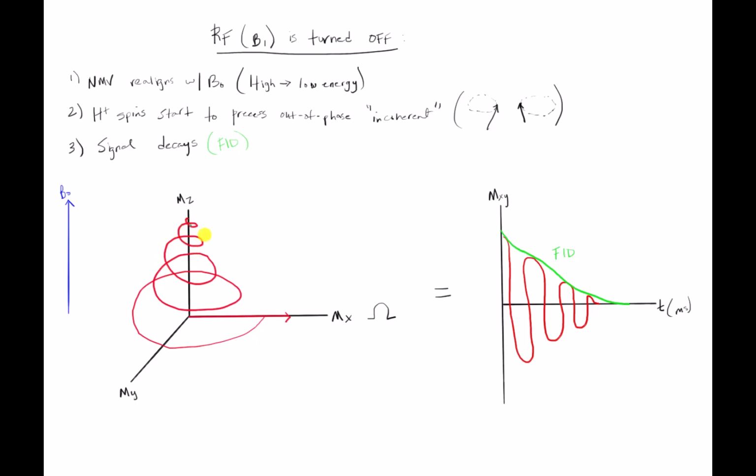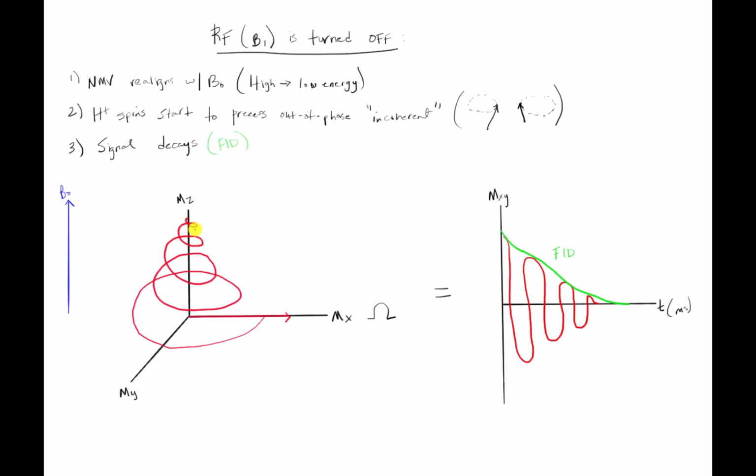And you can see here the net magnetic vector, as it starts to realign with B sub 0, will still be precessing around the longitudinal axis. So it will have this spiral shape as it goes back to the longitudinal plane.